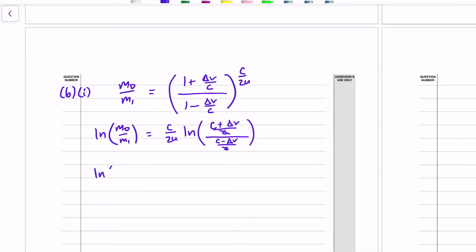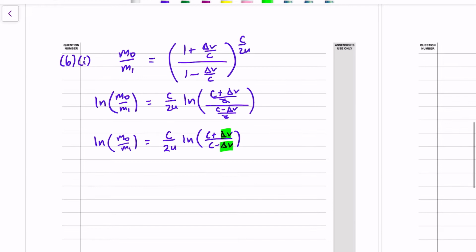So I've got ln m0 over m1, c over 2u, ln c plus delta v over c minus delta v. Now I need to isolate the delta v. I need to access this and get rid of the stuff all around it. So everything else goes to the other side of the equation. Timesing by 2u, dividing by c. 2u over c, ln m0 over m1 is ln c plus delta v over c minus delta v.